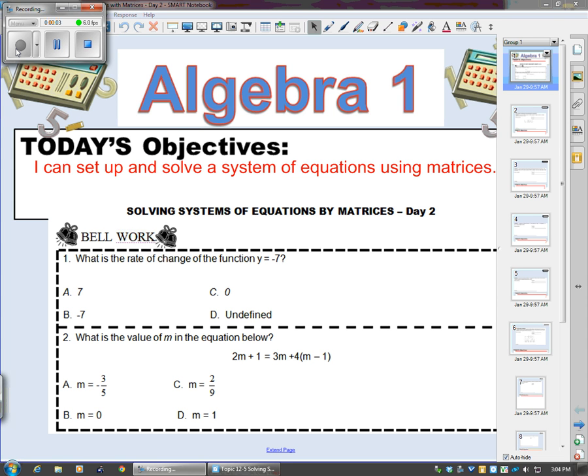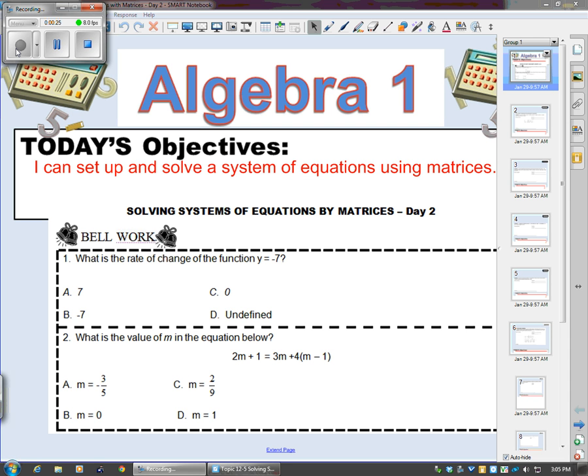Okay, today's lesson is 12-5. We are continuing to solve the systems by matrices. So you need to flip to that area in your notes and take a look at the spell work. Again, remember, anytime we see the multiple choice questions, we want to really pay attention because you will probably see things like this on the EOC.